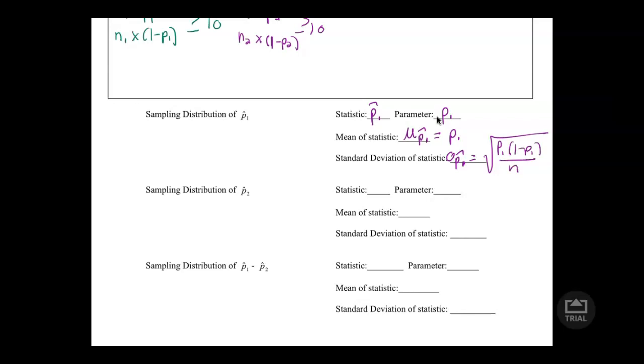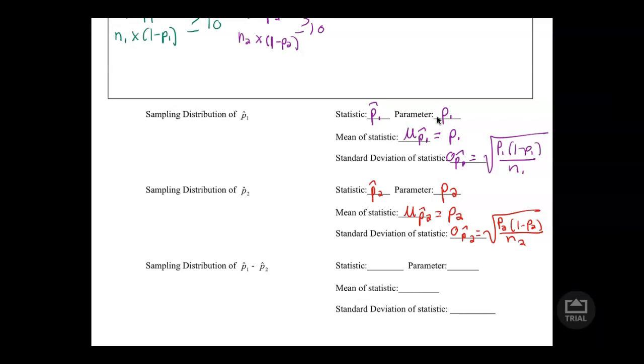Now we're going to take a look at the sampling distribution of p hat 2. The statistic is p hat 2. That's how we know it's the statistic, because the parameter would be p2. The mean of p hat 2 will just be the parameter p2. And then our standard deviation of p hat 2 is going to be equal to the square root of p2 times 1 minus p2 over n2. And I should go back up here and state this should be n1.